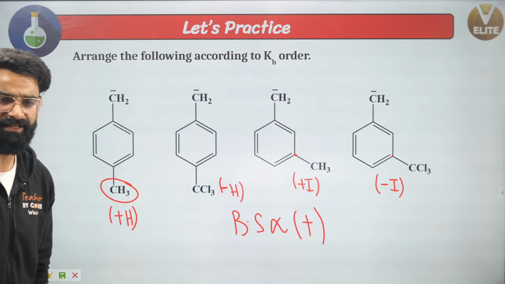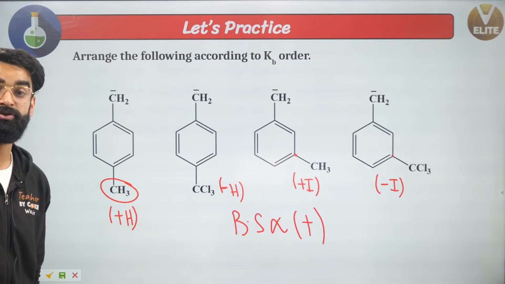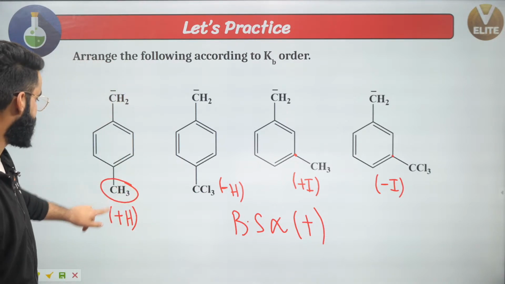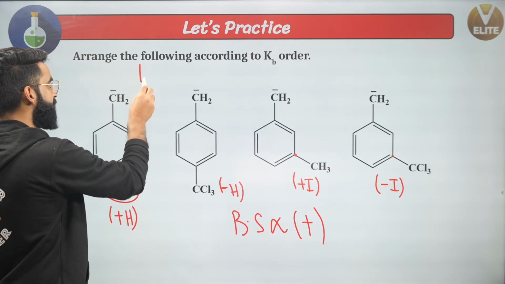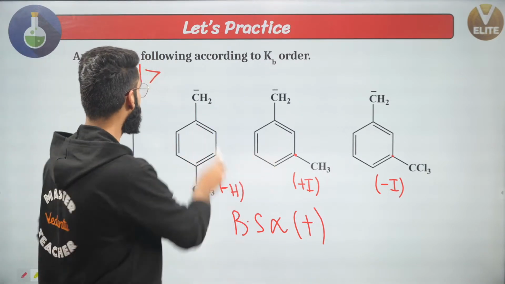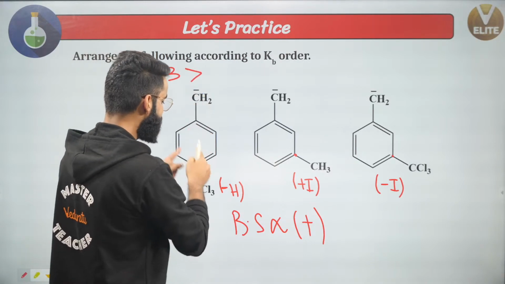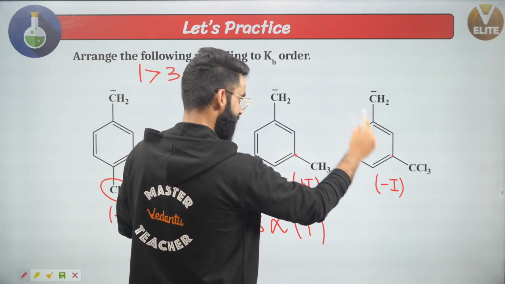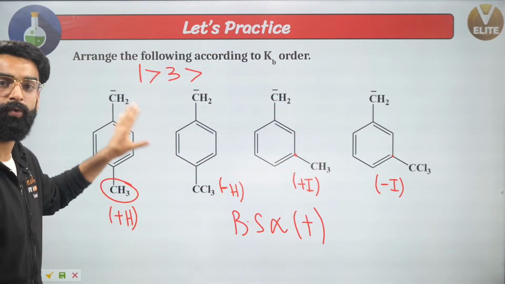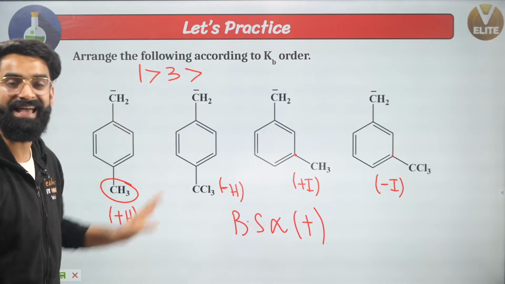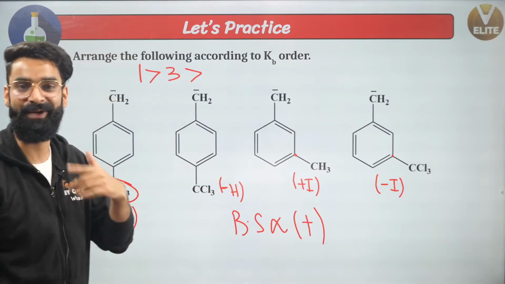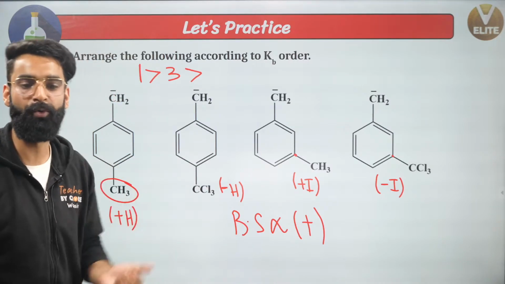Correct? And basic strength is directly proportional to what? It is directly proportional to plus effect. Now, where is the plus effect maximum? I'll say plus effect is maximum in the first one. So the first one is given maximum priority, the first one is maximum basic. Leave the first one aside. Now, plus effect is in the third one, so after this, the third will come. Now, in the second and the last one, that one which is going to show minimum minus power is going to be more basic, yeah?